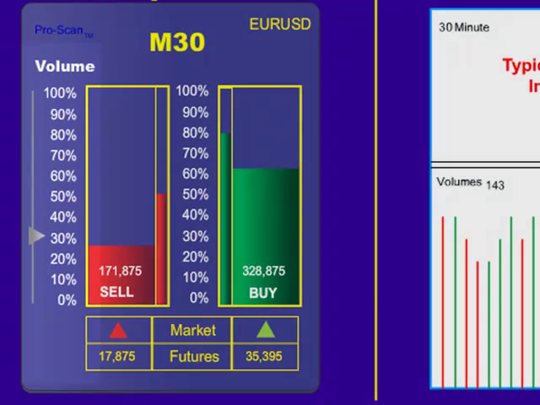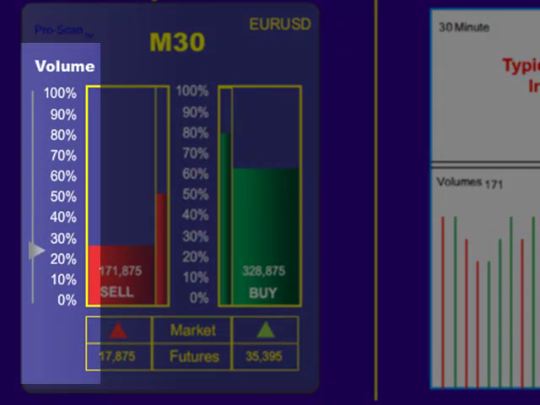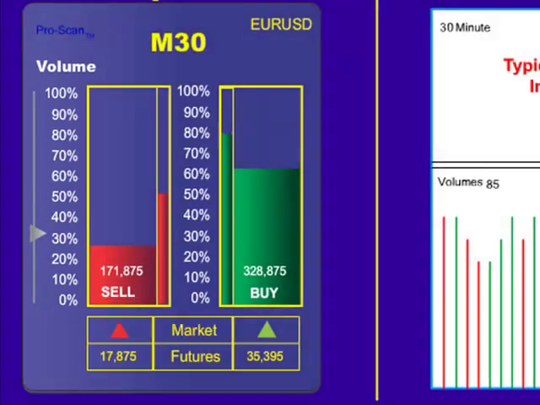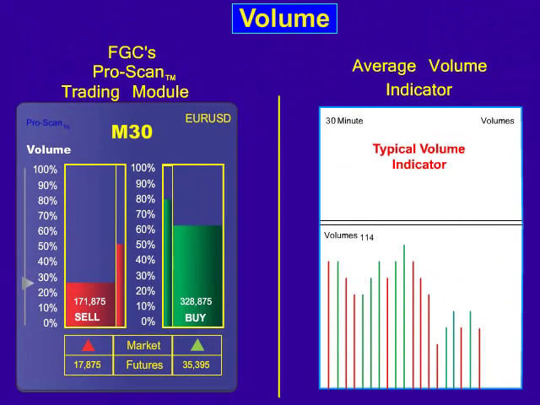Now let's look at the silver arrow located on the left side of the ProScan module as it moves up and down. We can easily see the volume increase and decrease. When the arrow moves up, this shows an increase in volume, and when the arrow moves down, this shows a decrease in volume. Notice you can see these changes immediately. You don't need to wait 15 minutes to see a change in volume. This is very important, as you will learn in a few moments.